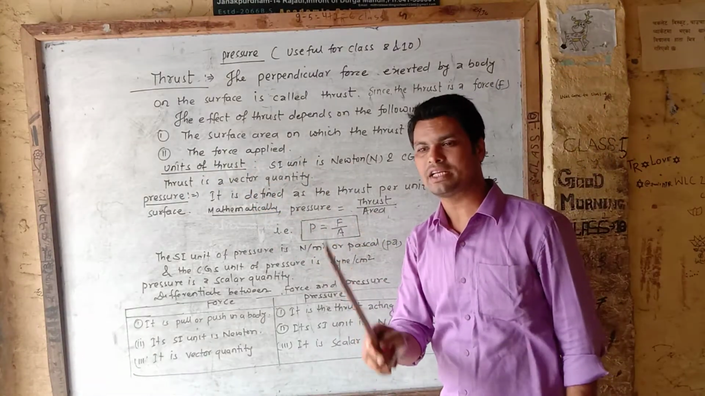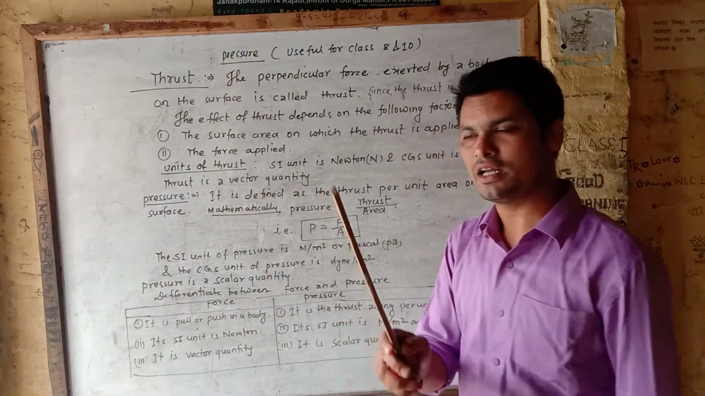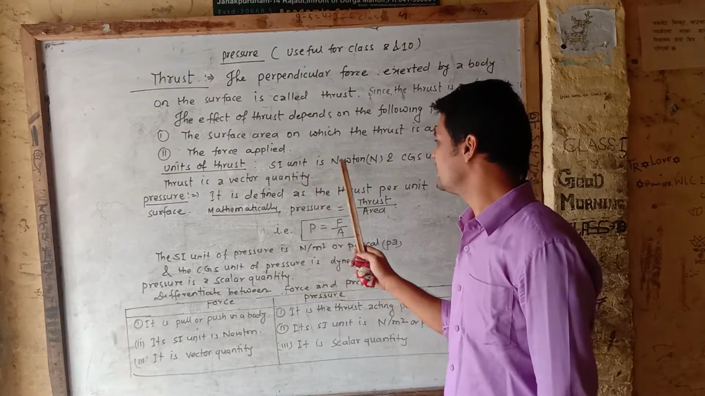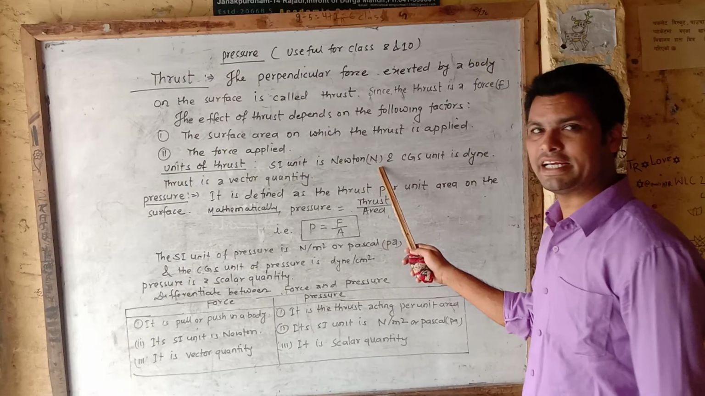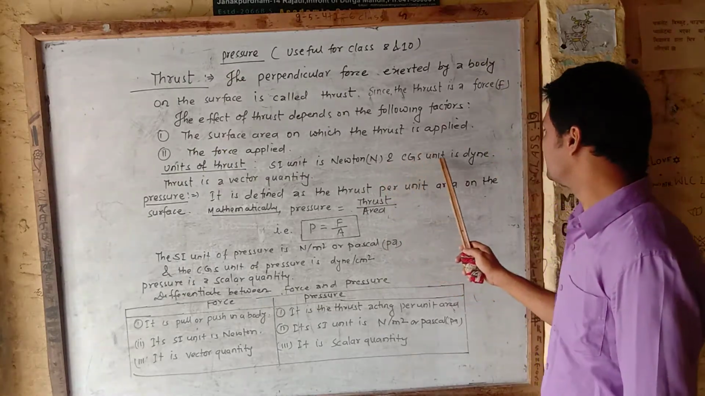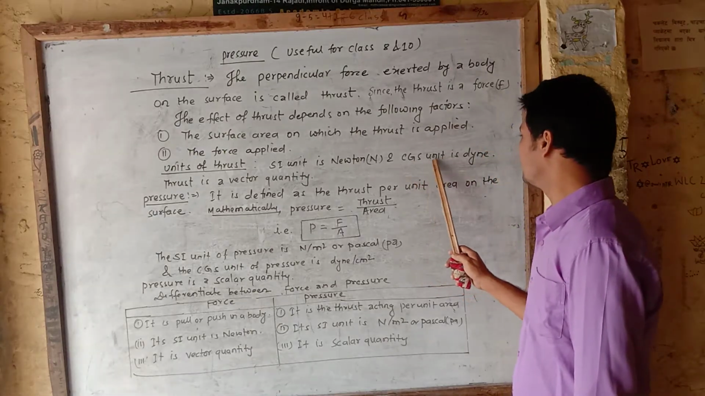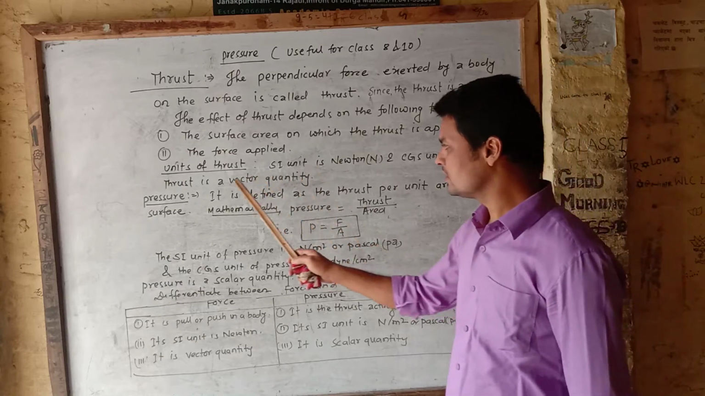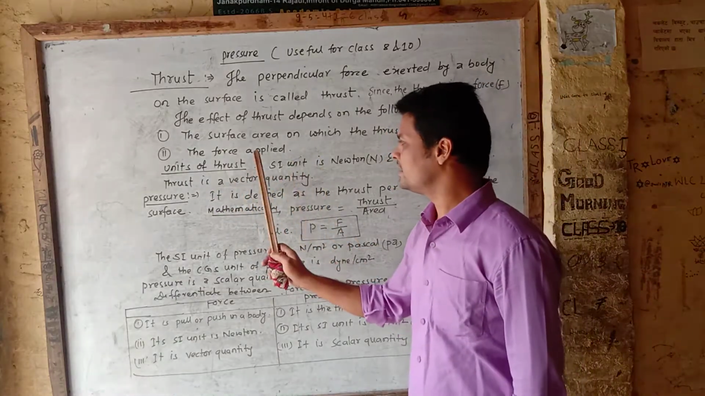Now, the unit of thrust. What are the units of thrust? First of all, I am going to tell you the SI unit. The SI unit is Newton, which is denoted by capital N, and the CGS unit is dyne. Thrust is a vector quantity.